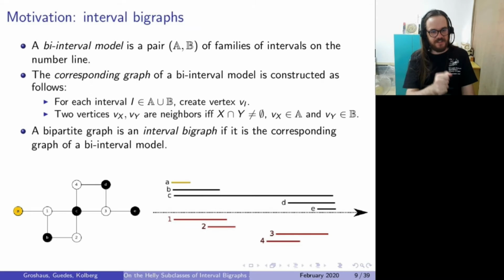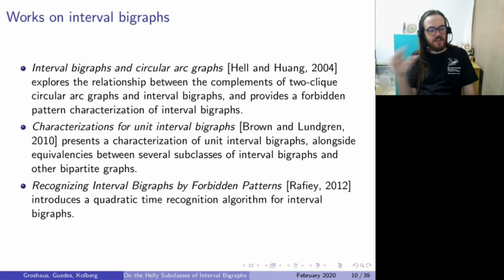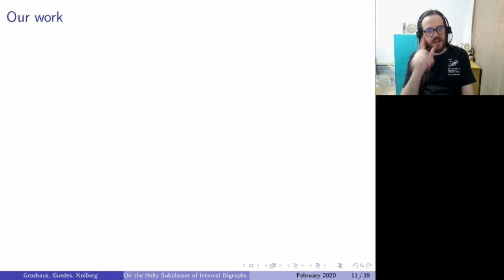For every vertex, there is an interval on a number line, with one family represented on top and another on the bottom. So here we show a very small sample of works on interval bigraphs. Needless to say, many more exist. So what did we do in our work?